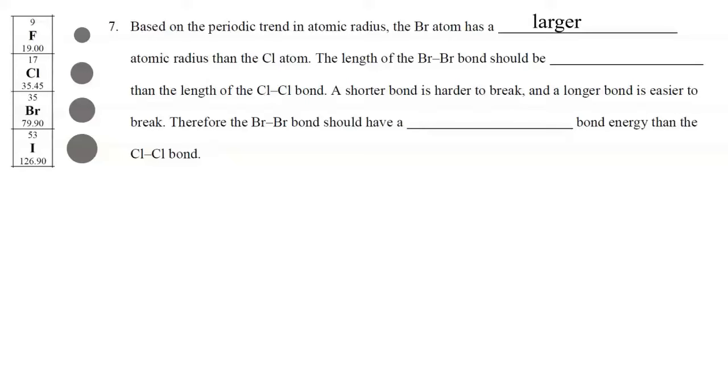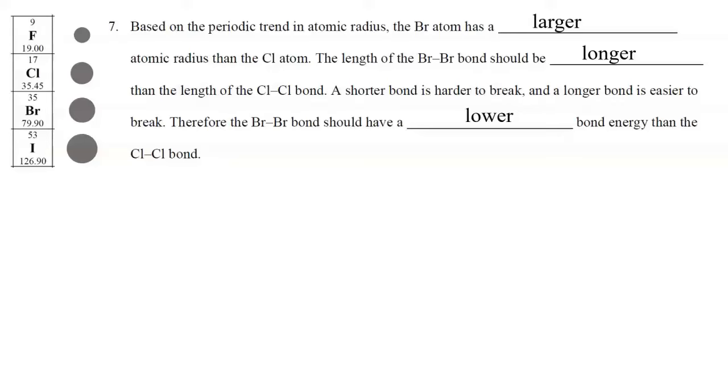Now, what is that going to do to the length of the bond? Well, if the atoms are larger in size, then the distance between their centers will be larger as well. So we're looking for a longer bond length between two bromine atoms as compared to the chlorine. A shorter bond would be more difficult to break, so therefore would require more energy to break. A longer bond is actually easier to break and requires less energy. Since we've already decided, based on periodic trends, that the bromine-bromine bond should be longer, then it's going to be easier to break and should have a lower bond energy.